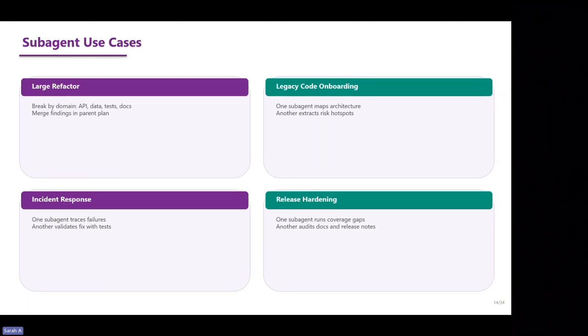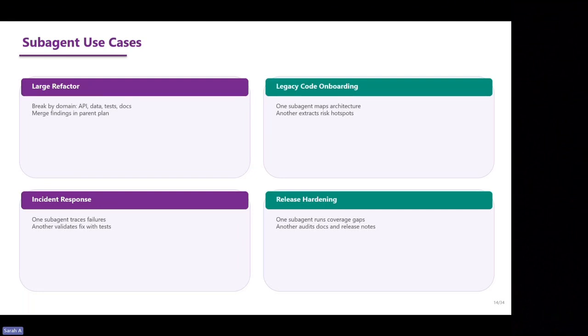The third case would be incident response. When production breaks and pressure is high, this is not the time for everybody to do the same work, right? So one sub-agent can trace the failure paths and the likely causes, while another sub-agent can prepare or check or confirm the fix. That way the agents are both working hand in hand. After one agent works, the other agent works, and they have the same context as well.